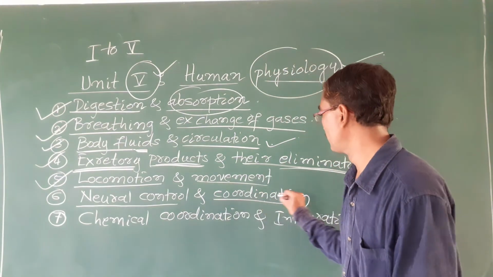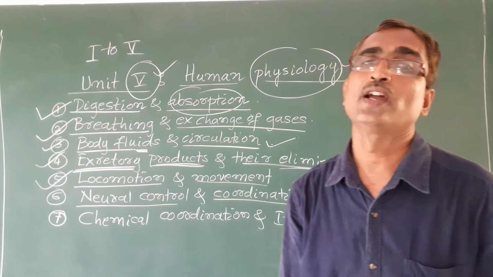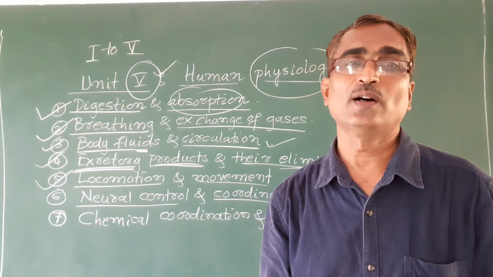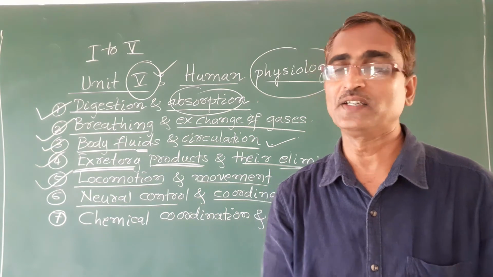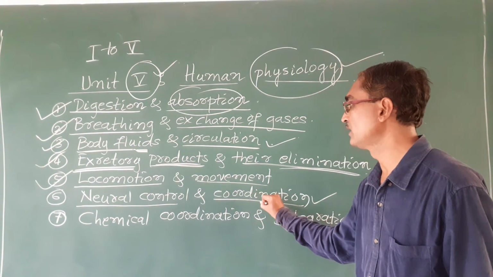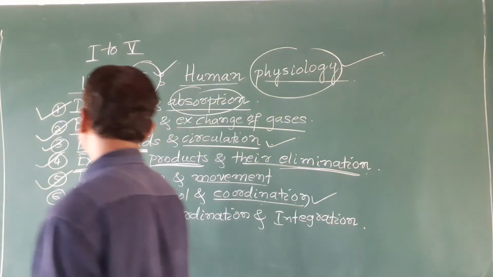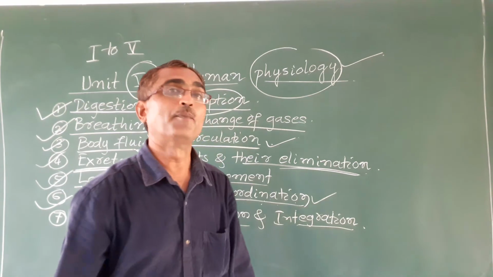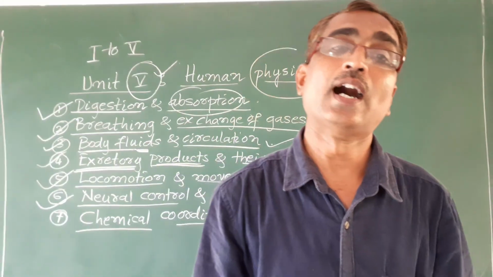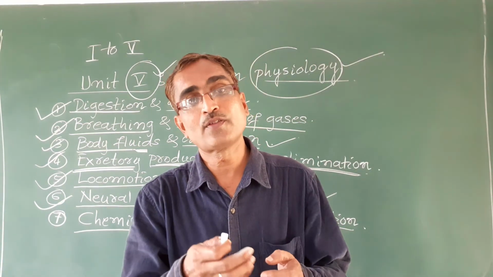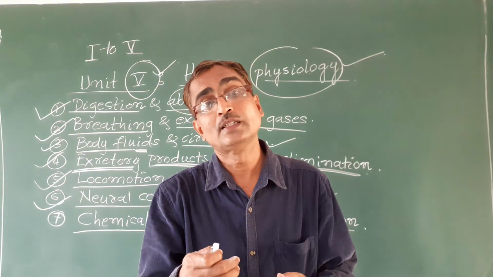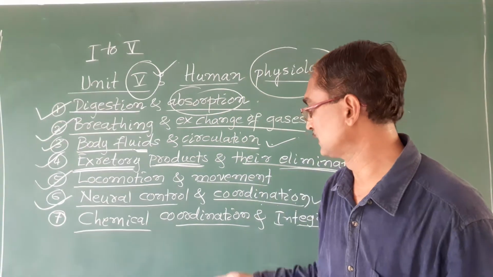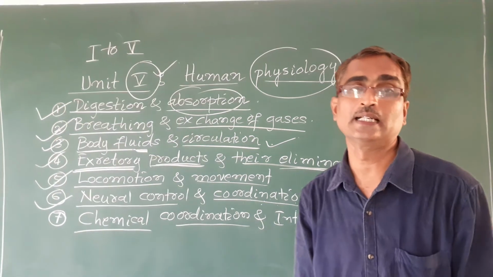We will discuss the nervous system, its structure, how the impulses are carried or forwarded, and how these things are received, in neural control and coordination. Next one is chemical coordination and integration. Apart from the nervous system, various chemicals, hormones are also involved in the process of receiving signals and responding to them in a proper way. Regarding all those things we will discuss here in chemical coordination and integration.